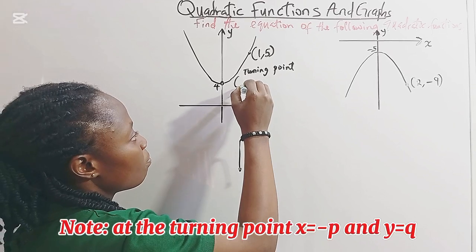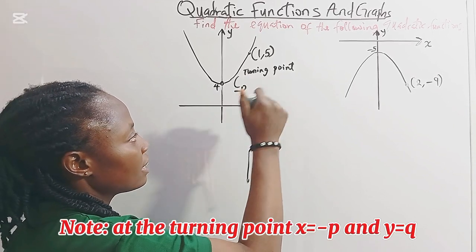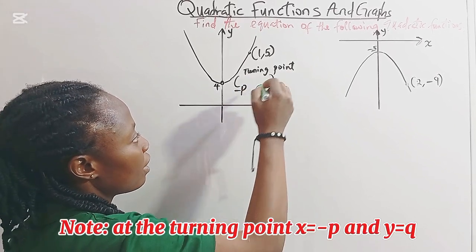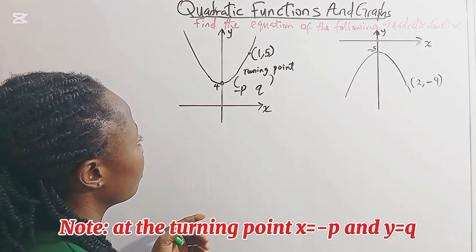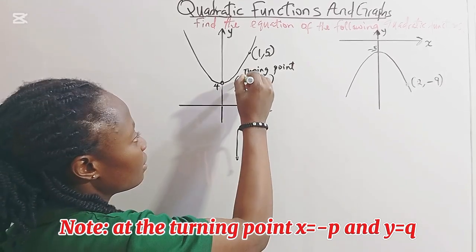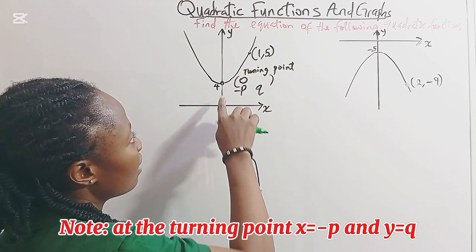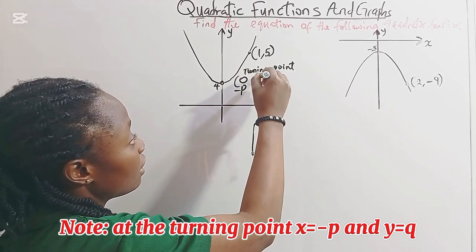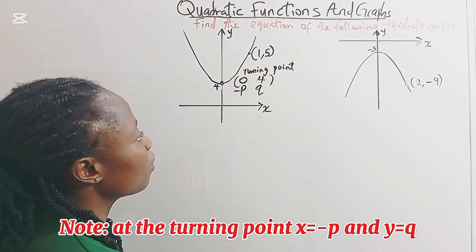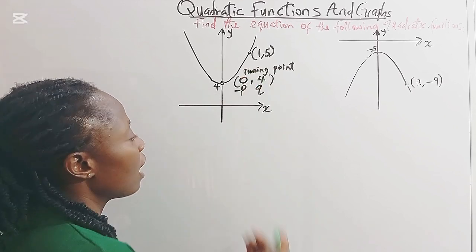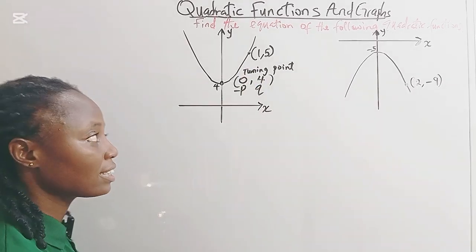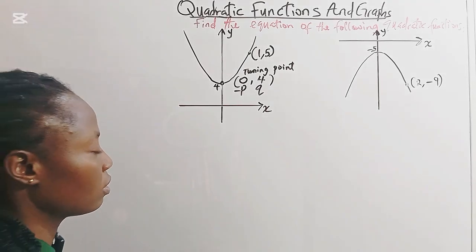We have P, which I told you is negative, and we have our Q. So at this point, what is P and what is Q? X at this point is 0, and Y at this point is positive 4. So at the turning point, we have what? 0 and 4.